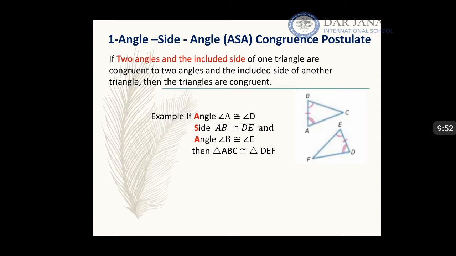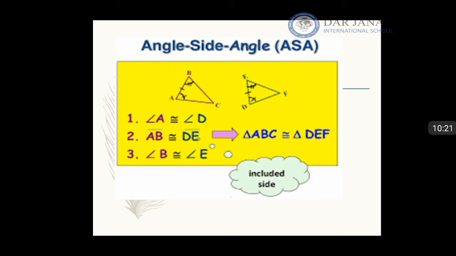As given here, side AB is congruent to side DE. Notice that side AB is the side included within angle A and angle B, and it's congruent to side DE, which is the side included within angle D and angle E. So we can use the angle, side, angle postulate to prove that triangle ABC is congruent to triangle DEF. So let's move and have this example about the two triangles ABC and DEF.